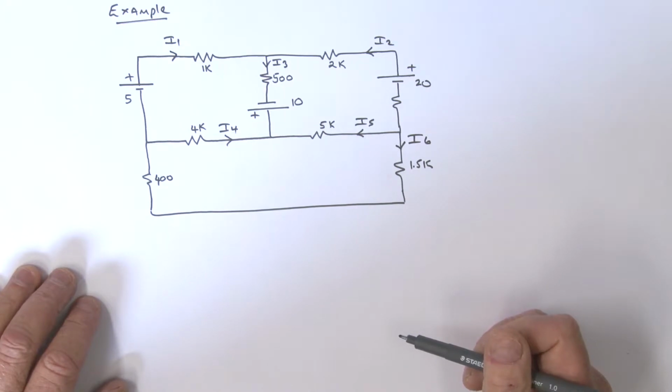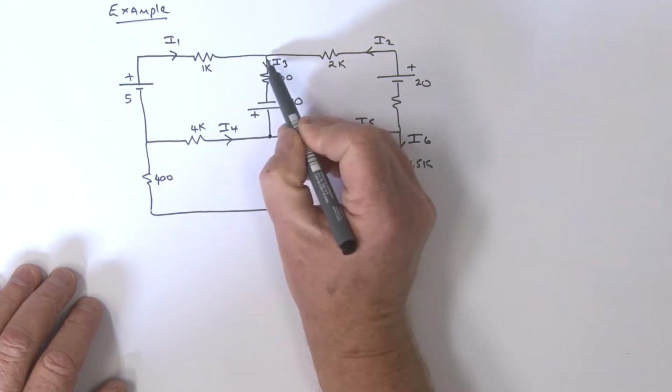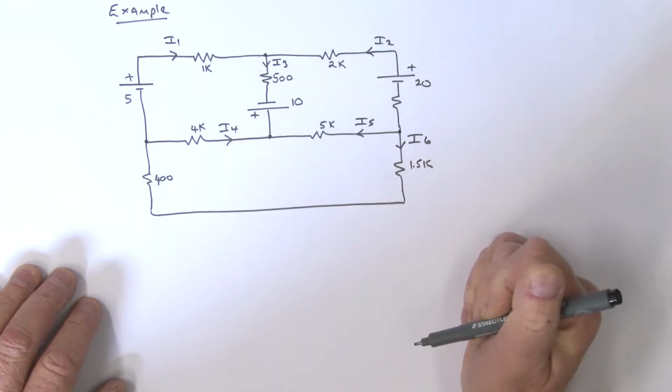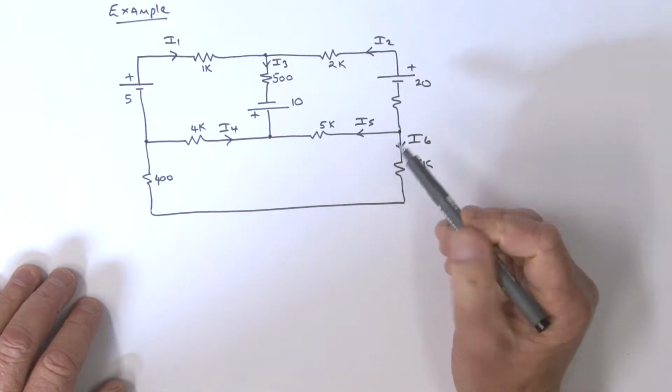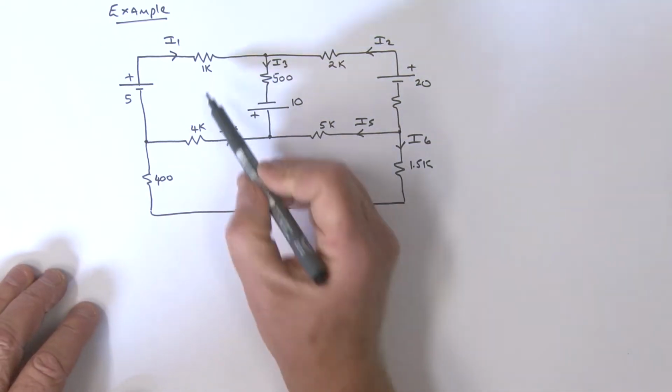How many nodes in this circuit do we need to worry about? Well, there are several nodes. We've got a node sitting over here, a node sitting over here, a node sitting here, a node sitting here. How many loops are we worrying about? Well, we've got a loop, and a loop. All right, so let's start writing some stuff down.